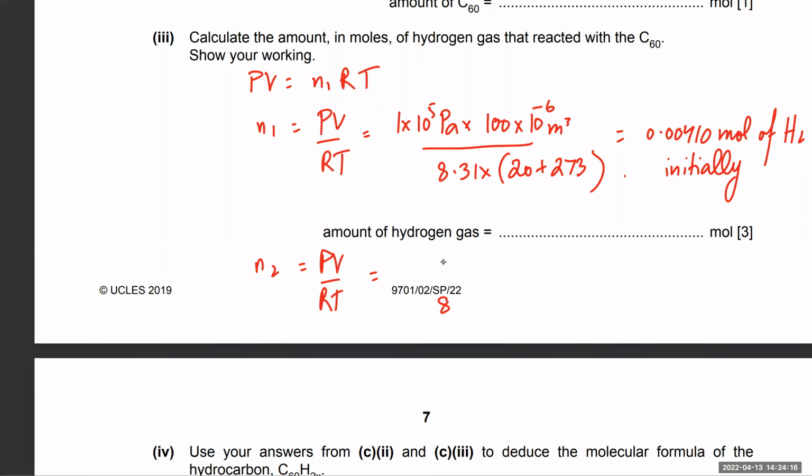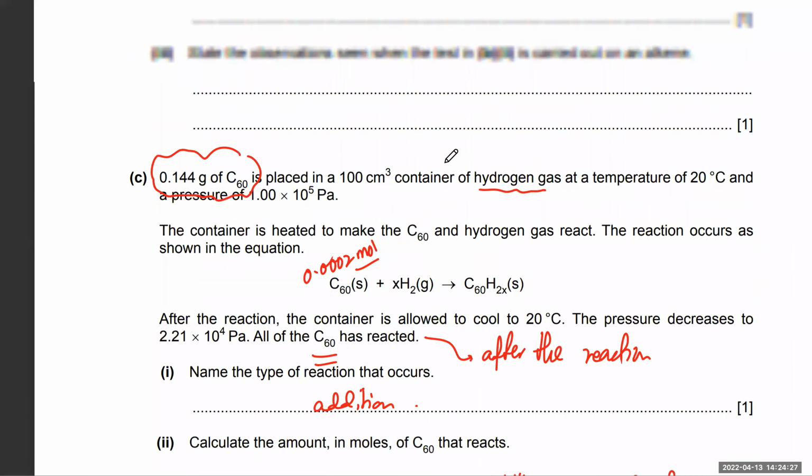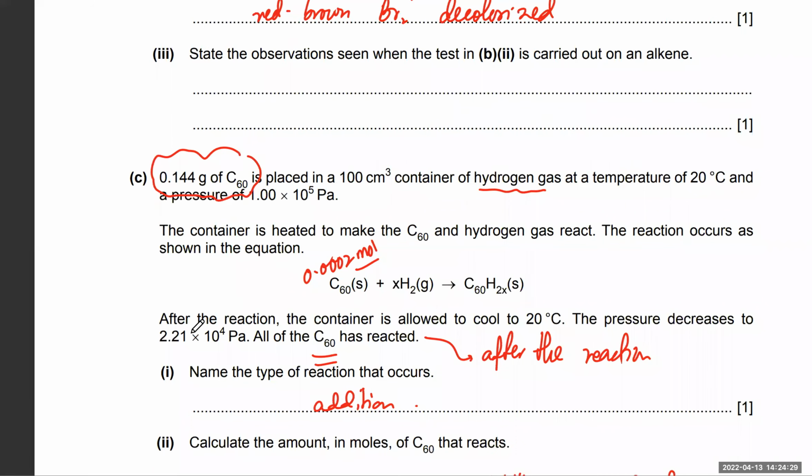In this case the temperature I think is the same, this is 20 plus 273, but the pressure has now decreased. Earlier it was 1 into 10 power 5, but after the reaction the pressure is now 2.21 into 10 power 4. The container is the same container. So the pressure of the gas has decreased. Basically you had a container with a certain amount of H2 gas, so it was exerting a greater pressure, and then the reaction happened and some of the hydrogen gas got used up.